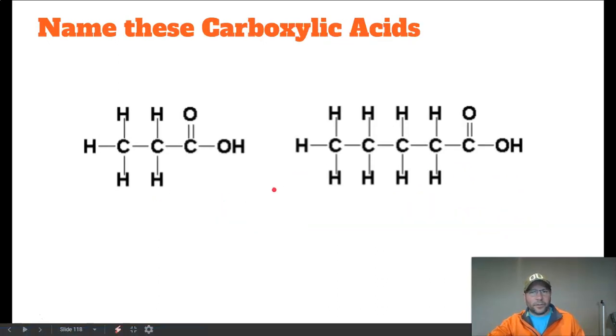Let's look at these two. Here we go. Look, 1, 2, 3. That is propanoic acid, and this is 1, 2, 3, 4, 5. So that's called pentanoic acid. That's just how it looks. It's not too bad. Hopefully you're getting the hang of this by now.